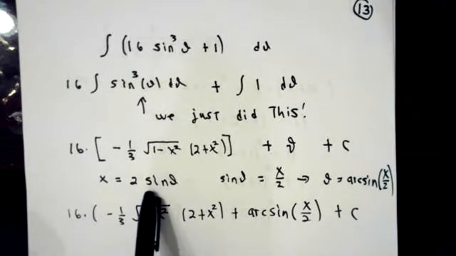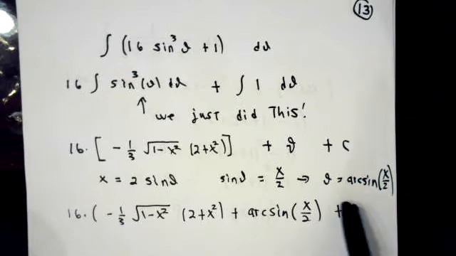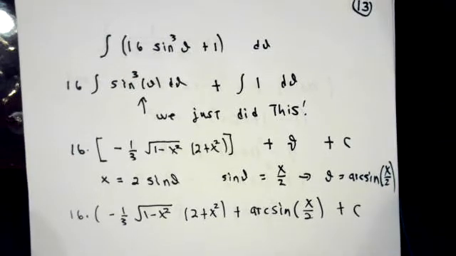X is 2 sine theta. That means x over 2 is sine theta. And remember, theta is in the range negative 90 degrees to positive 90 degrees. This means it's safe to hit both sides of that equation with the arcsine function. Theta is the arcsine of x over 2. And finally, you can write your antiderivative down.